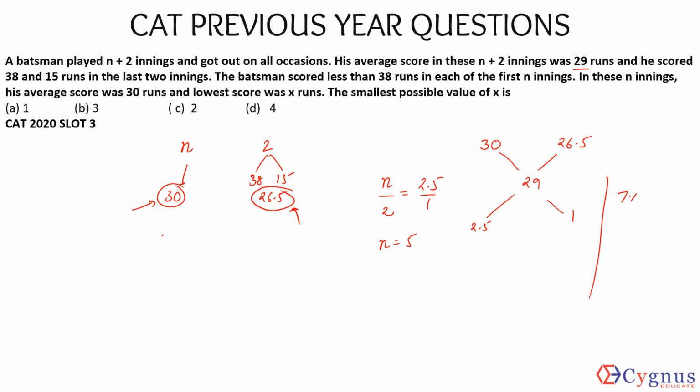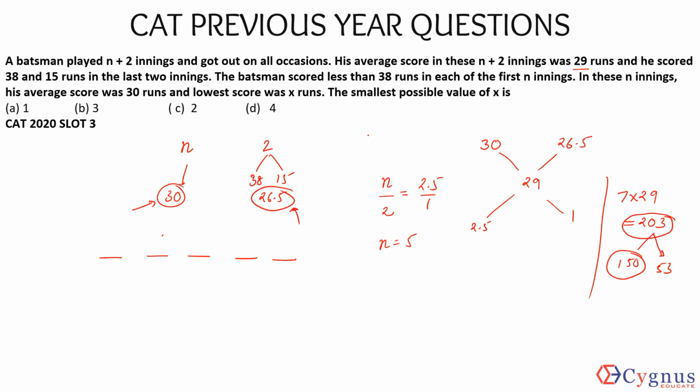So in 7 matches, he has scored at the rate of 29 runs each. So 7 should be multiplied by 29. 7 into 30 is 210. 7 into 29 will be 203. So overall, he's going to score 203 runs. Out of that, in the last two innings, he has already scored 53 runs. So now we are left with what? 150 runs. So I need to distribute these 150 runs among the first 5 innings.